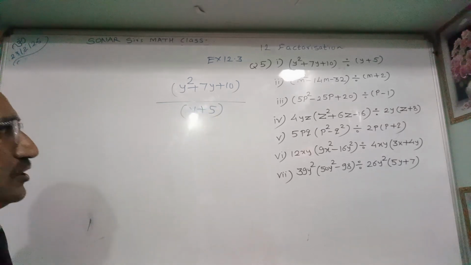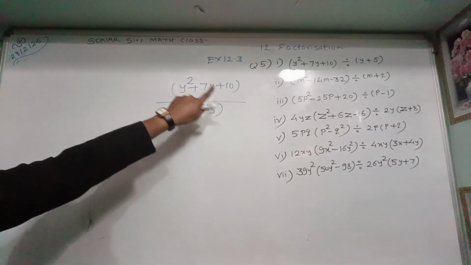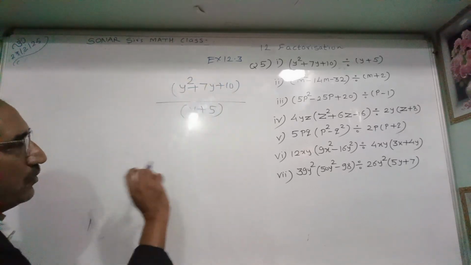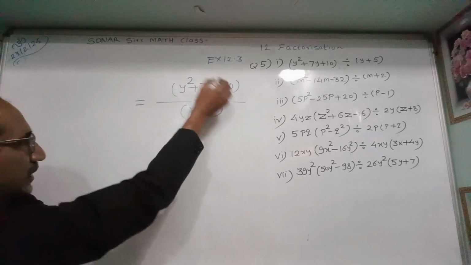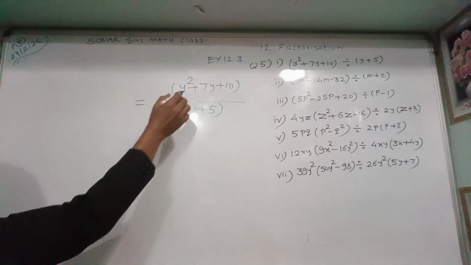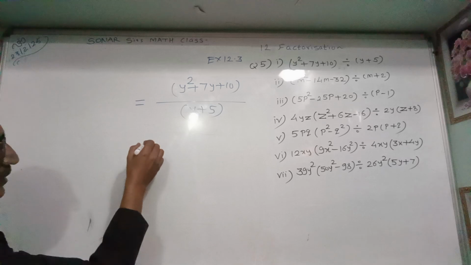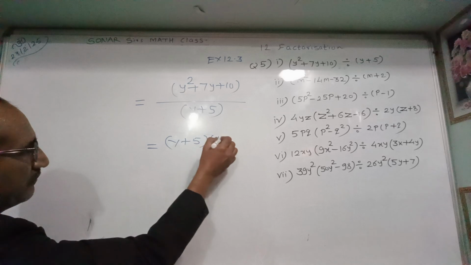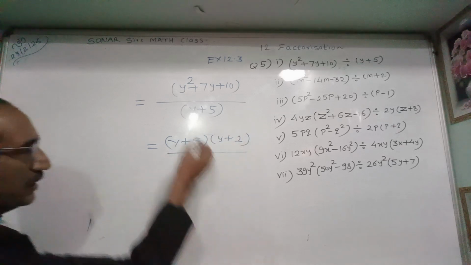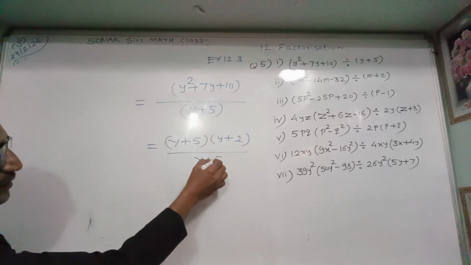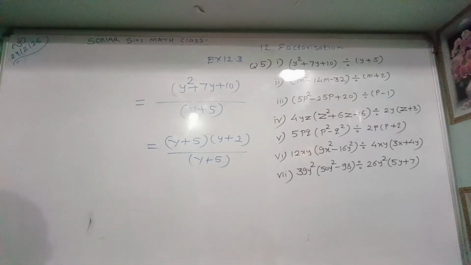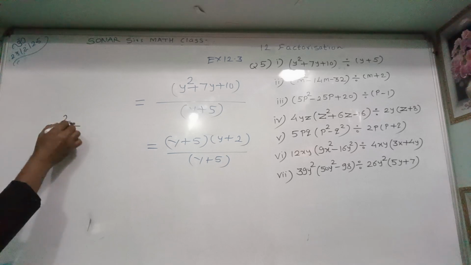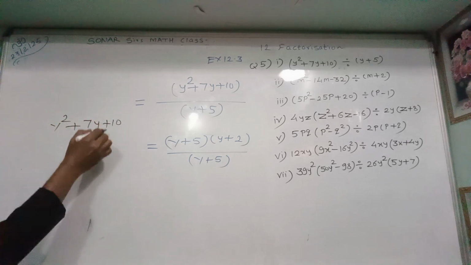In the previous question, there was a direct term that we could take common. Now this type is a quadratic form and we have to factorize the numerator. The factors of the numerator are y plus 5 and y plus 2. In the denominator there is a y plus 5. But the question is factors of y square plus 7y plus 10.